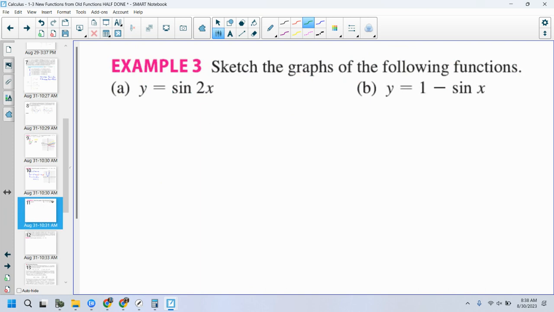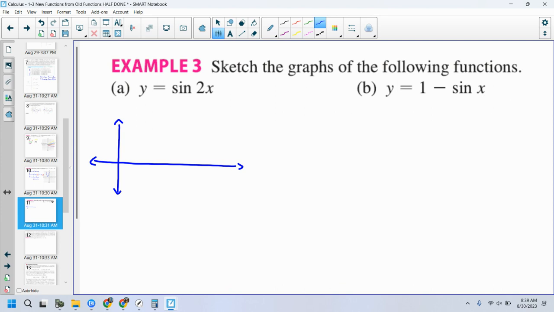Sketch the graphs of the following functions. Y equals 2 sine x. Whenever you do a trigonometric, make sure that you're showing one full cycle, right? Go one full, what's that called? Period, right? And then move on. And then put arrows on the end.